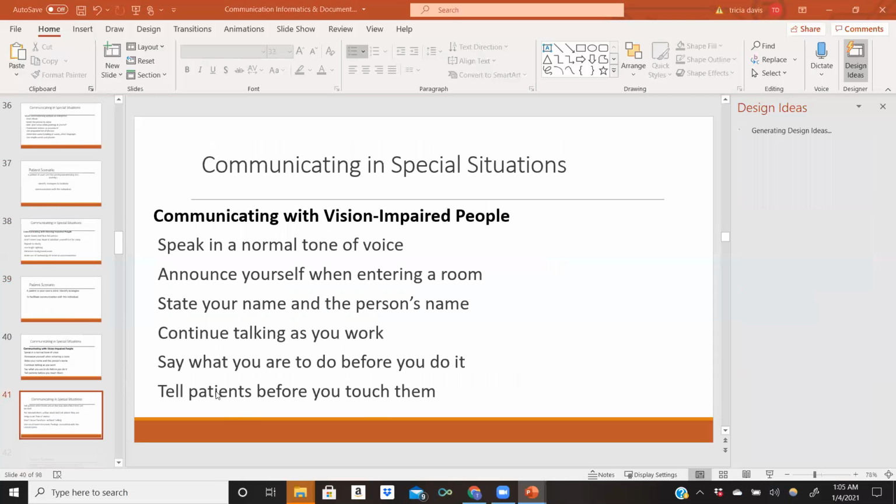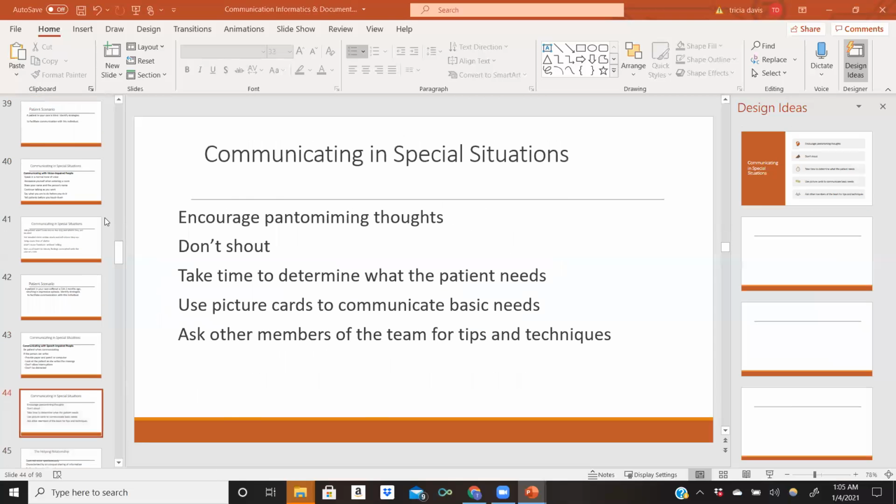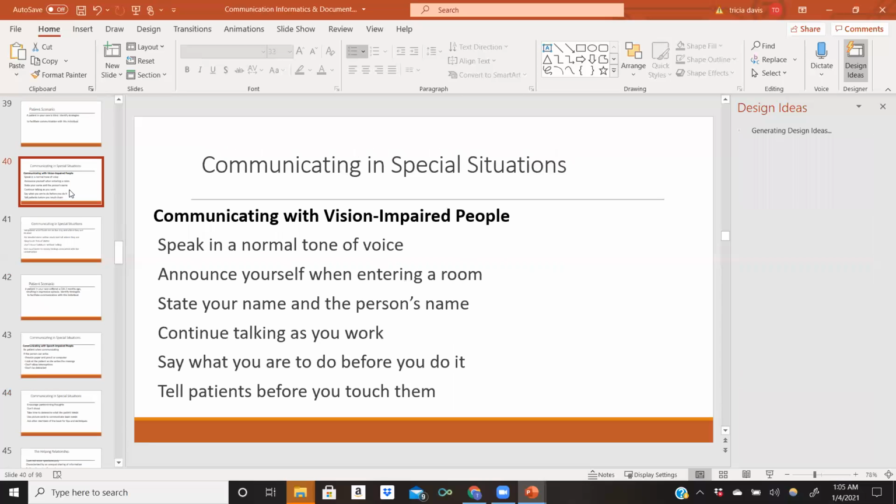These patient scenarios we are going to do when we have our live lecture.